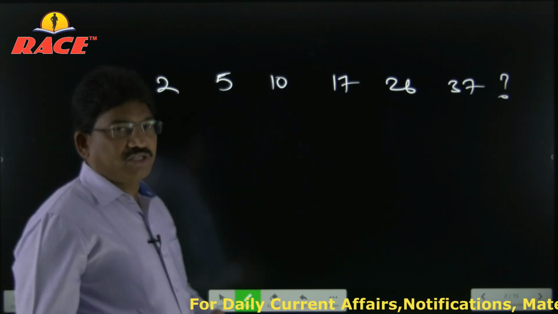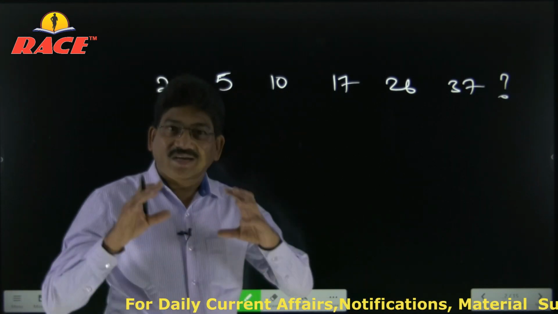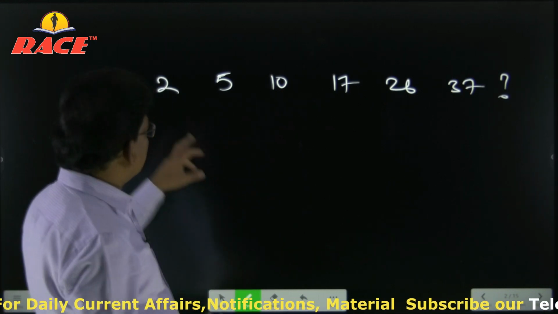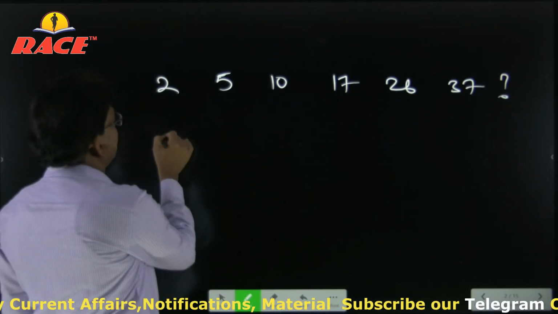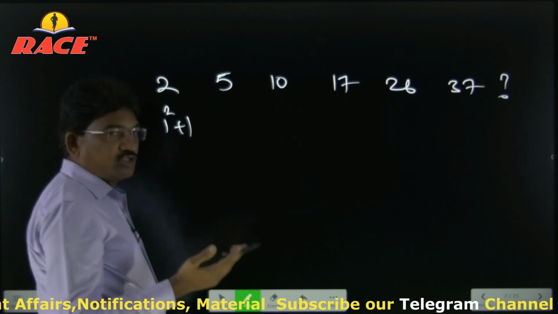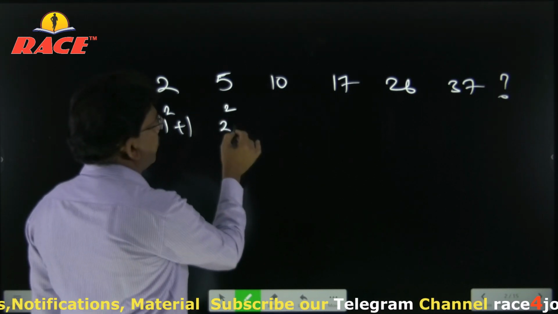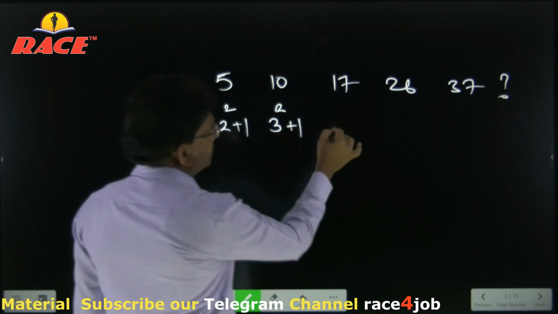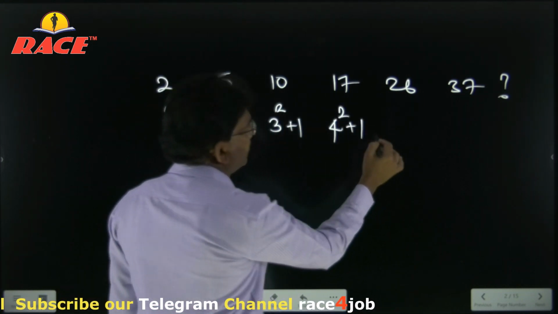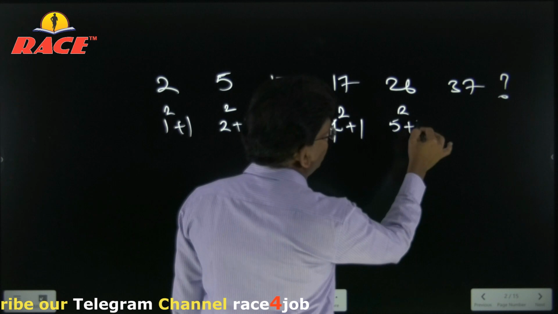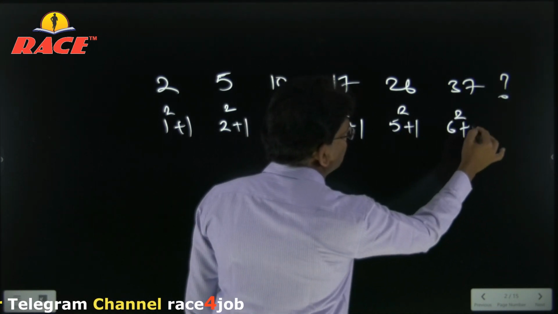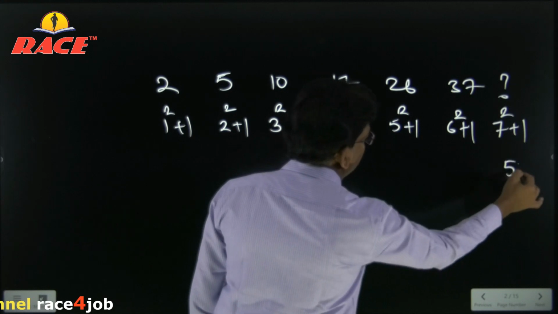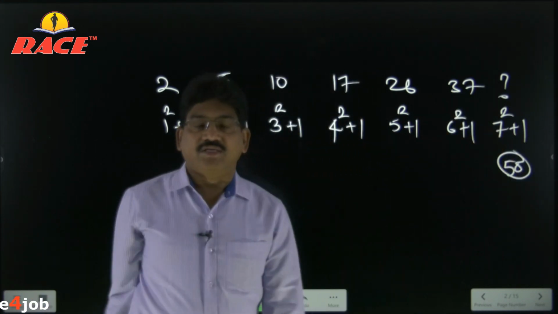So what are these numbers? 2, 5, 10, 17, these are not known numbers to us. That means these are not squares of numbers. But observe, these are square plus 1. This is 1 square plus 1. 1 square is 1, plus 1. This is 2 square, 4 plus 1. This is 3 square, 9 plus 1. This is 4 square, 16 plus 1. This is 5 square, 25 plus 1. This is 6 square, 36 plus 1. Next one should be 7 square, 49 plus 1. That should be 50, our answer.